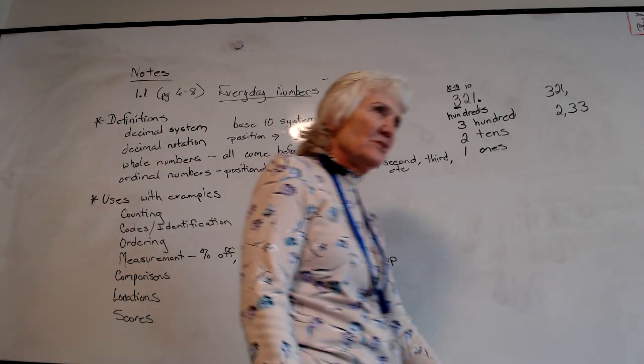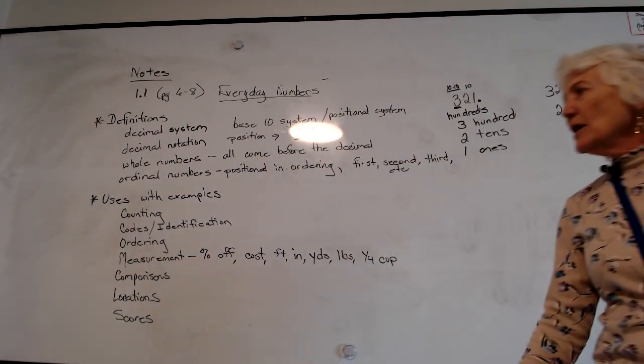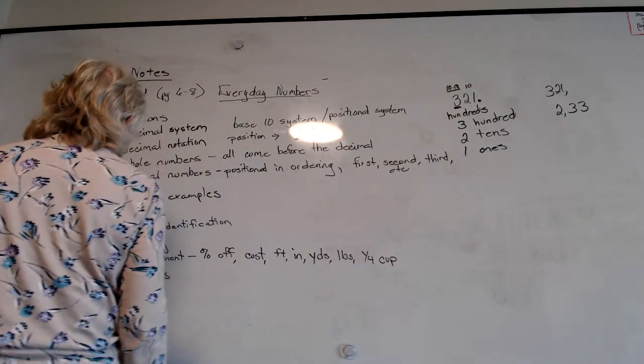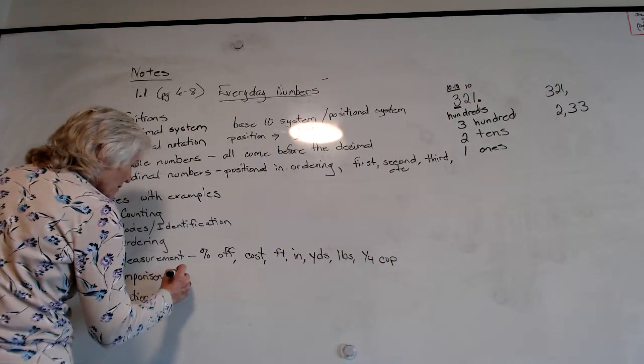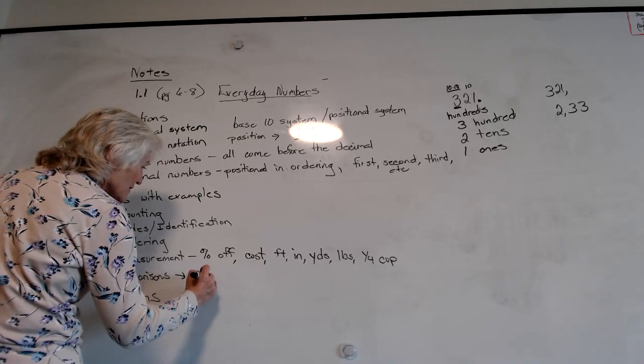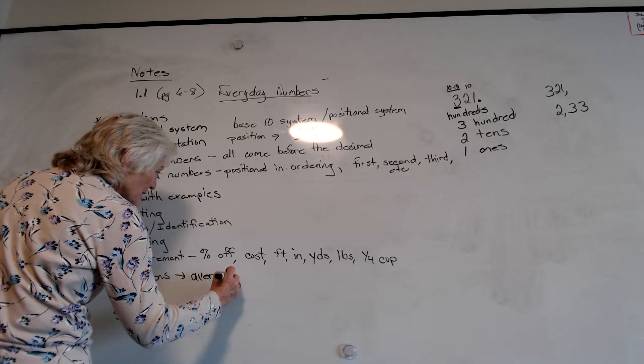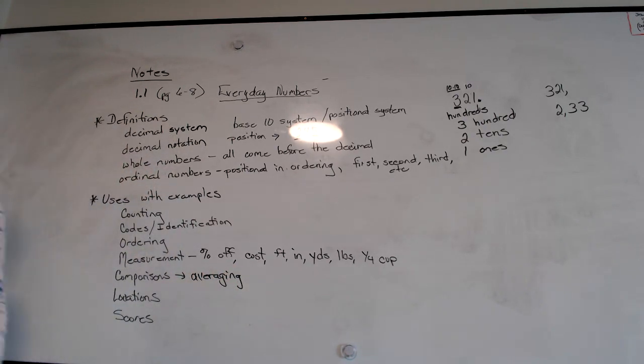What's another way we use numbers? Yes? Averaging. We are making a comparison there. We're making a comparison by averaging. It's kind of like I drove to Yakima yesterday. We had an average speed limit. That didn't mean we went the same speed the whole time. It meant that overall this was about the speed we went. So that's averaging, and that's very useful, especially if we want to decide how long it's going to take us to get somewhere.